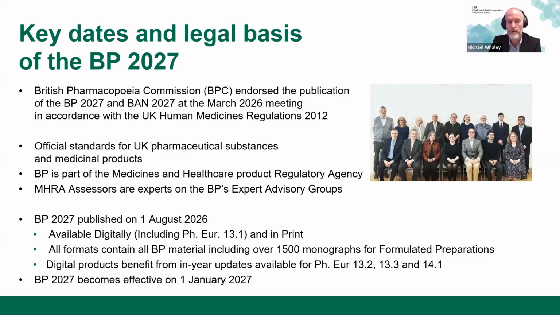All formats contain both European Pharmacopoeia and British Pharmacopoeia material, including the BP's extensive selection of formulated preparations, which is made up of over 1,500 drug product monographs. The digital edition includes the European Pharmacopoeia material up to issue 13.1. And another benefit of the digital products is that they also receive in-year updates. So for BP 2027, those updates will cover European Pharmacopoeia issues 13.2, 13.3, and 14.1. The BP 2027 will become effective on the 1st of January 2027.